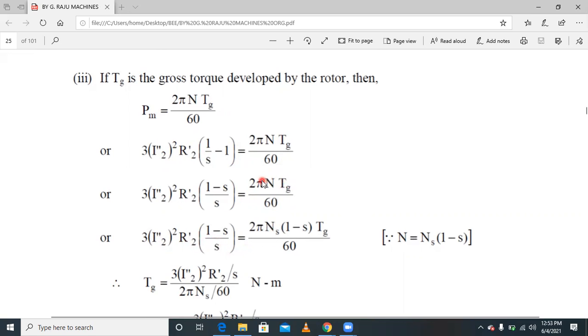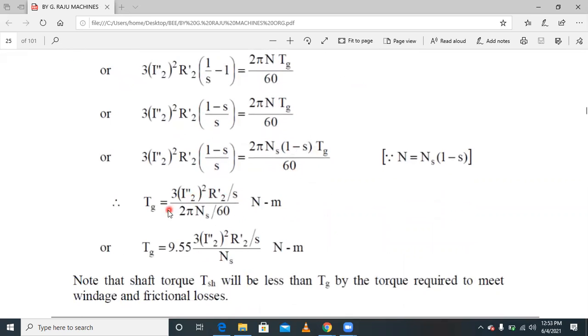Here N is the rotor speed. Convert it into synchronous speed. Slip is equal to (Ns minus Nr) by Ns. By using that relation, N is equal to Ns into (1 minus S). Substituting, we get 2 pi Ns into (1 minus S) into TG divided by 60. The gross torque is nothing but 3I2 squared into R2 into (1 minus S) by S. Here the (1 minus S) terms cancel, so only the S term remains: 3I2 squared into R2 by S, divided by 2 pi Ns by 60, in Newton meter.